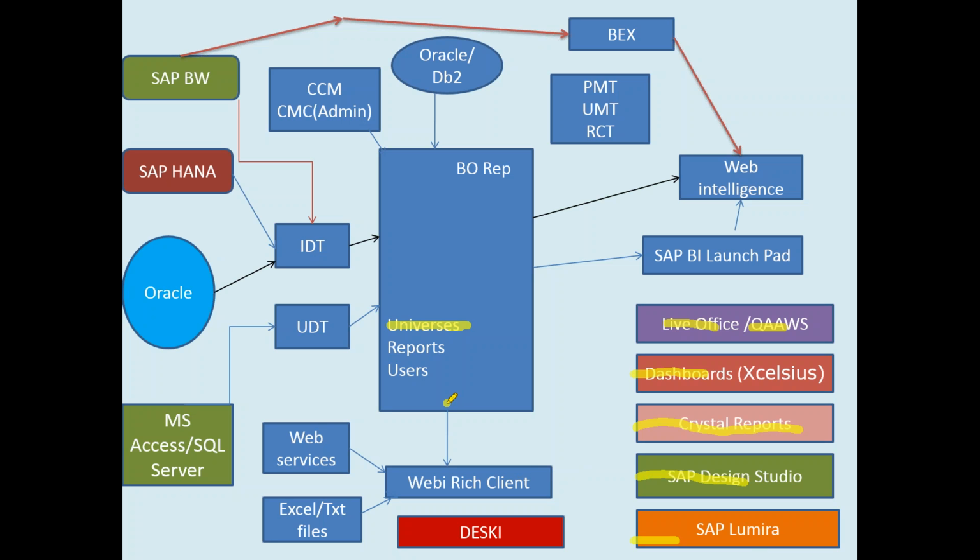There is another tool, which is a rich client tool. Other than universes, you can develop reports by connecting to Excel sheets and text files. If the source is available in Excel and text files, you can directly connect to those sources and develop reports. We can also develop reports by connecting to web services. You can connect to the services and develop rich client reports. That also I'm going to cover in this part of the training.